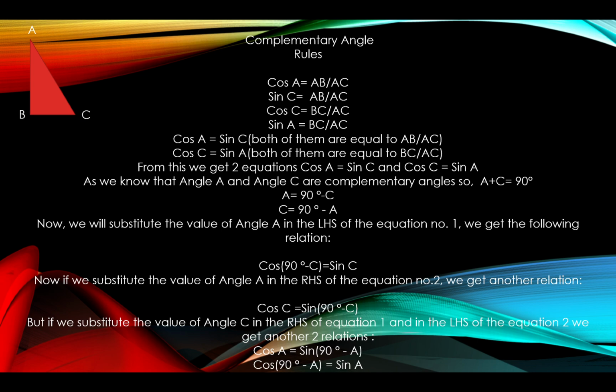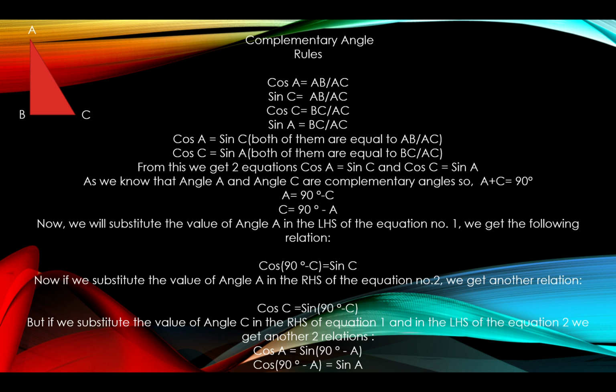As you can clearly see, cos A is equal to sin C because both of them are equal to AB by AC, and cos C is equal to sin A because both of them are equal to BC by AC. From this we get two equations: cos A is equal to sin C and cos C is equal to sin A.